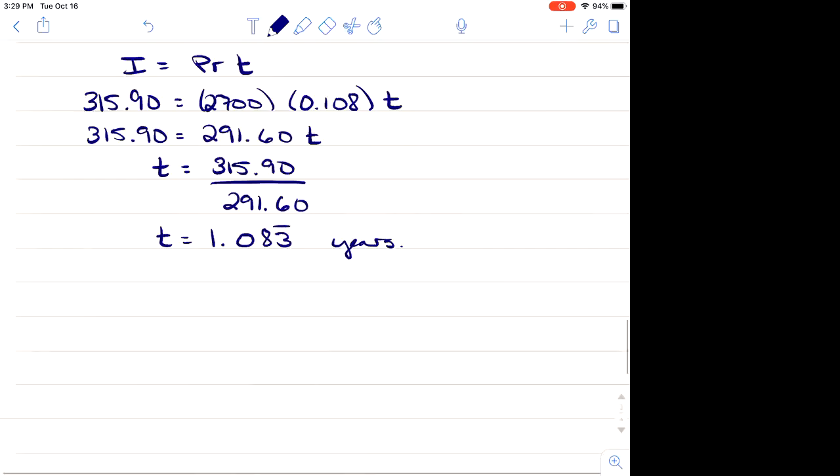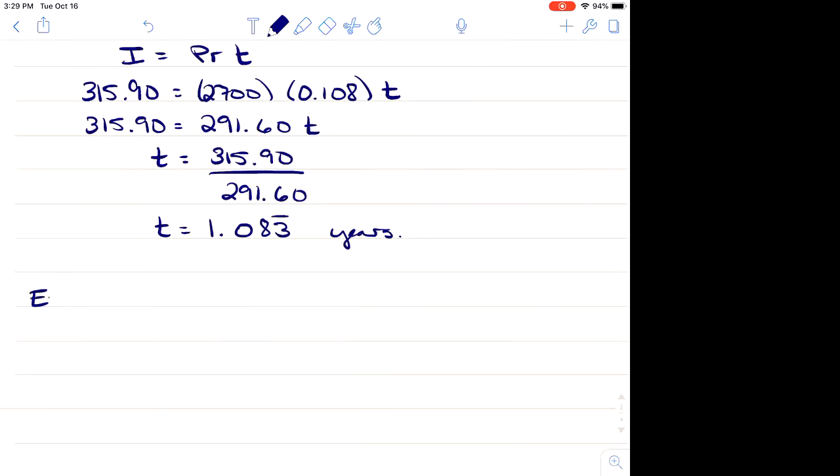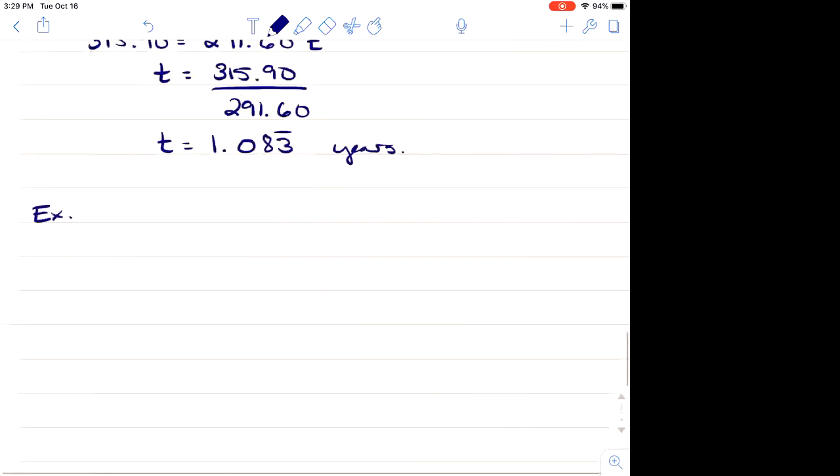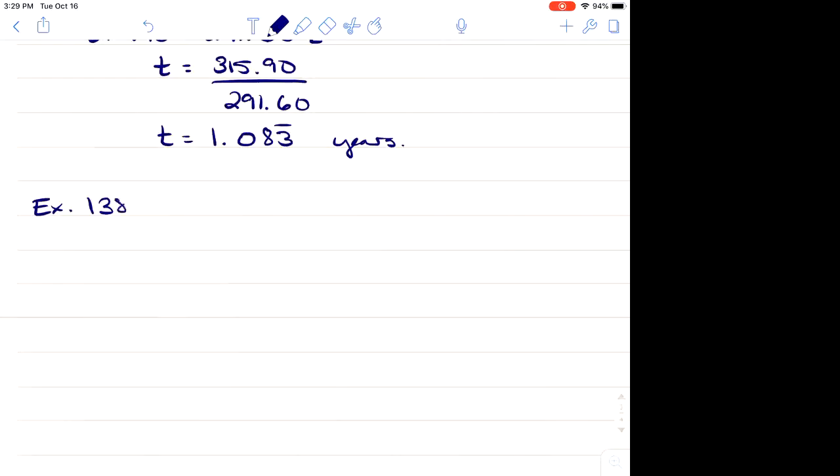Okay. Let's do another one. Example 138. Just paid interest charges of $169.05 on a $4,830 invoice that was 2 months overdue. What monthly rate of simple interest was she charged? So we have to find the interest rate, but we're also asked to find the monthly interest rate. Okay, so let's write this one out.